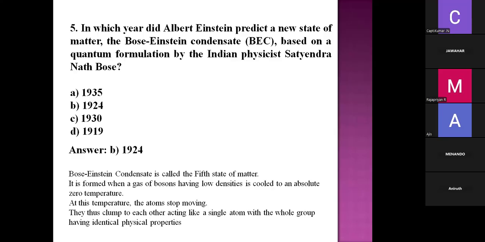There are five states of matter: solid, liquid, gas, plasma, Bose-Einstein condensate.